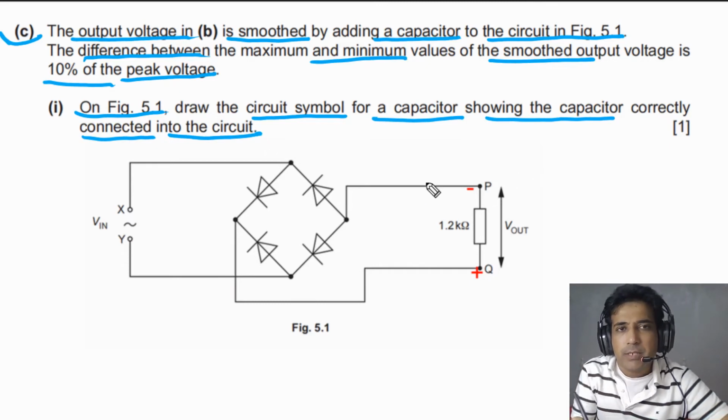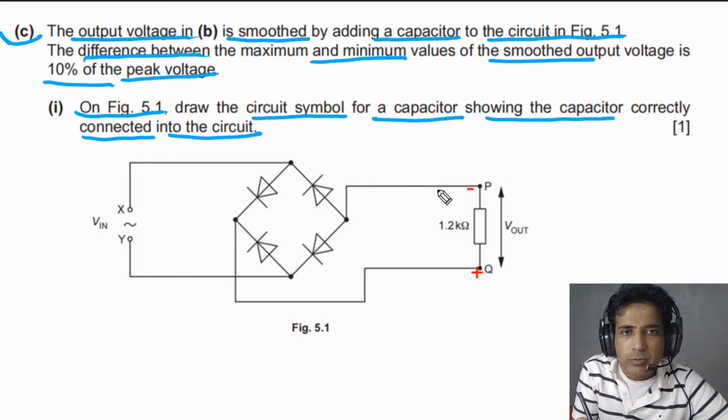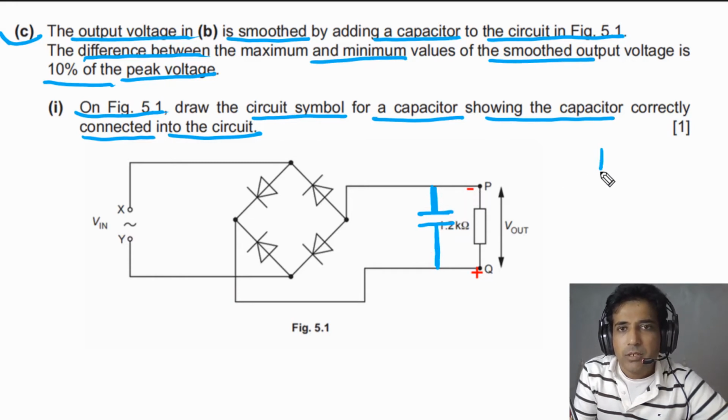You need to understand, for smoothing, when we connect a capacitor, it has to be connected across the load resistor, means in parallel. So here we need to connect our capacitor. This is how the capacitor has to be connected. For this question, you simply need to draw the symbol for a capacitor, and this one has to be connected across the load resistor. This question has only 1 mark. If you have drawn this symbol, you will get 1 mark.